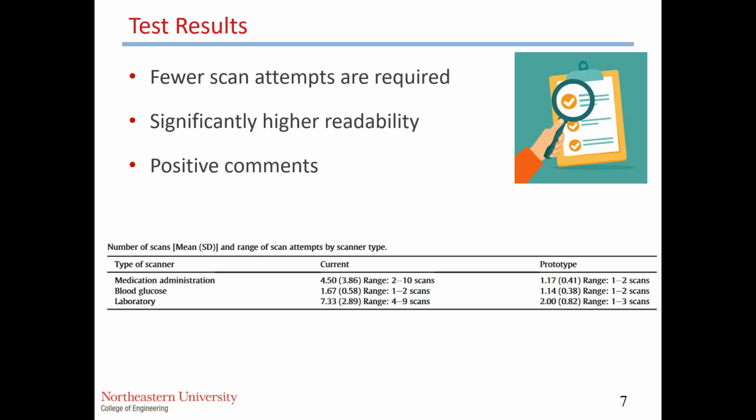The test result shows that a great improvement has been made by the new design. You can see in the table here, fewer scan attempts were required thanks to the big barcode, and significantly higher readability because of the highlight of key information. And during the interview with the test subjects, the most common participant response was that the prototype was easier to read. This test result shows that the two goals, which are scanning and readability, were successfully achieved.